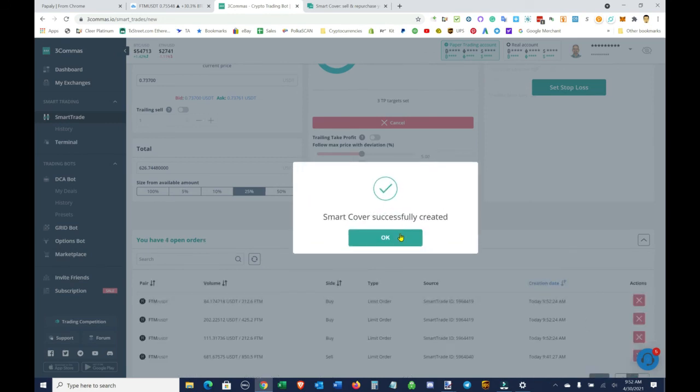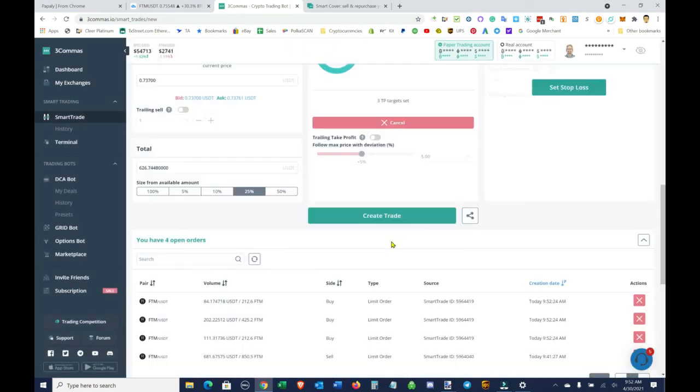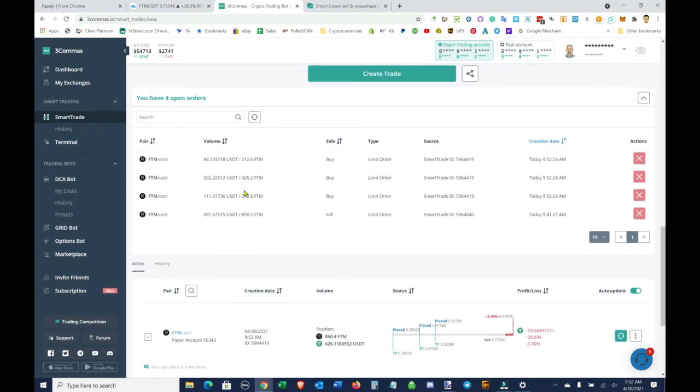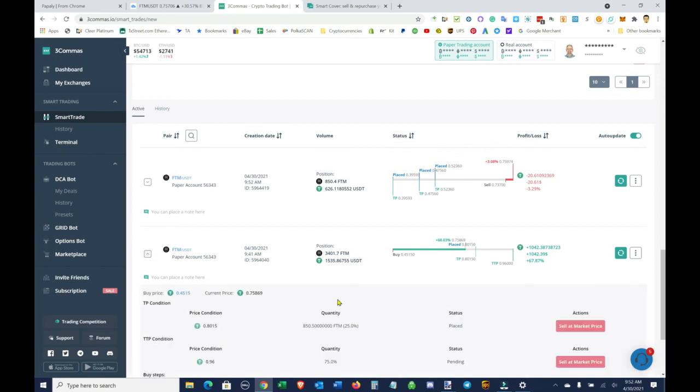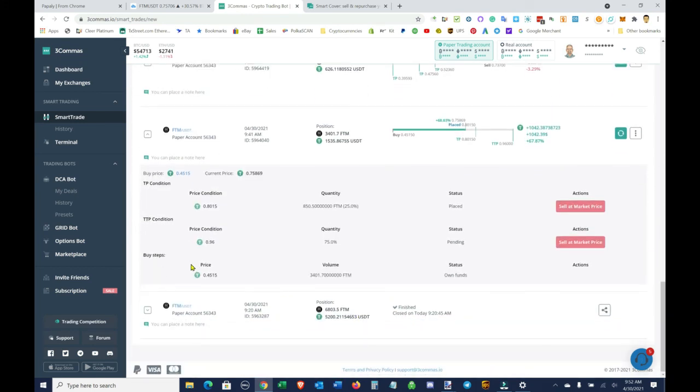And so now the smart cover has been successfully created. So let me just show you down here what we have. On here, this first one that we set up, you can ignore this one. On this first one that we set up, what we did was we said, all right, this is saying we already own it, and we've got it set up to sell 25% of what we own at this 80, and then the other 75% at this 96. So there we go for that.